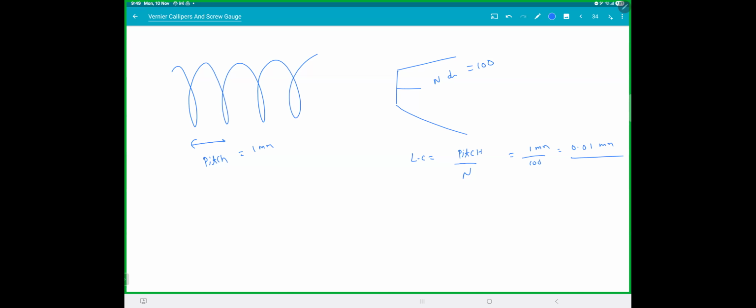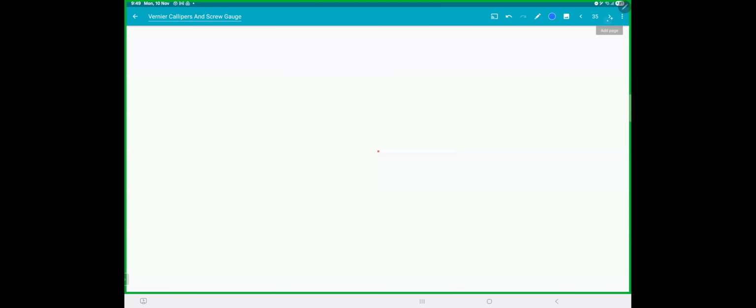So now when you keep the object between that and when you make it tight, let's say you have a screw gauge like this, they'll give you information of this sort. They will say pitch is 1 mm, number of divisions are 100. This is your main scale, 0. This number is 36. They'll give it like this. They'll ask you what is the length of the object.